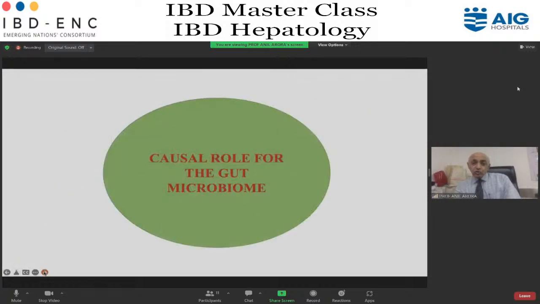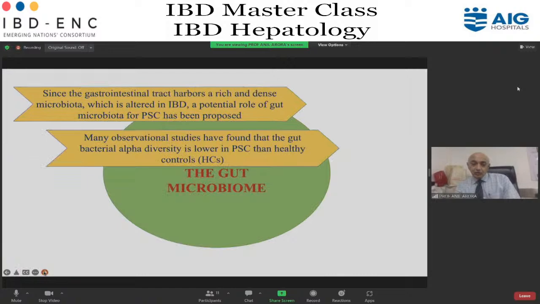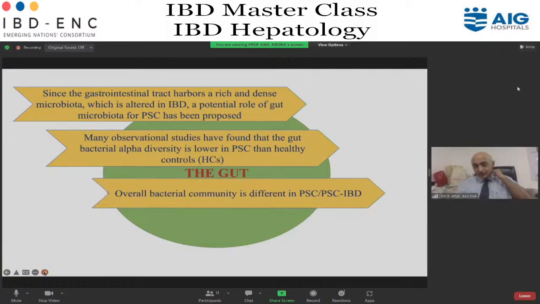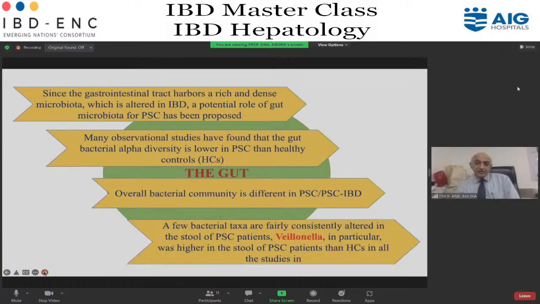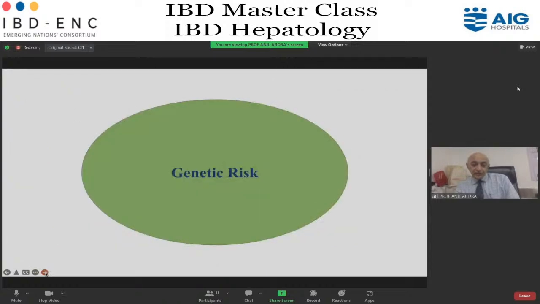So what is the causal role of the gut microbiome in all this? In fact, there have been studies which have shown various types of microbiota in different diversities and different presentations in PSC and IBD. And one thing which has been consistently shown in the meta-analysis is that Veillonella is something which has been repeatedly found to be higher in patients with inflammatory bowel disease.